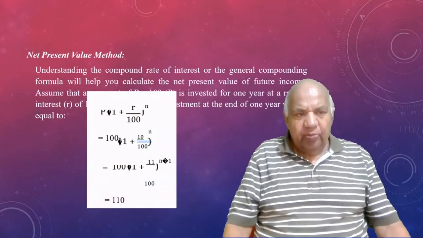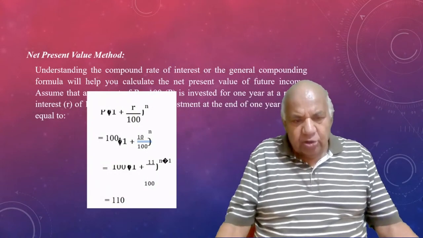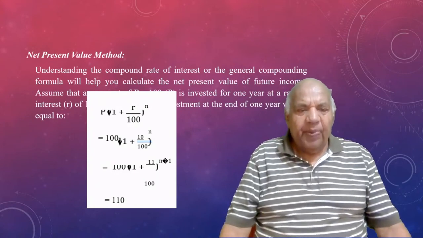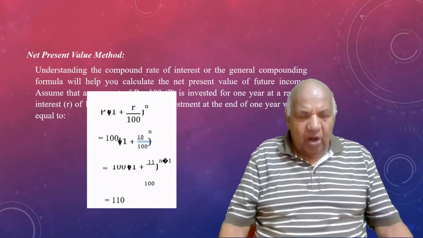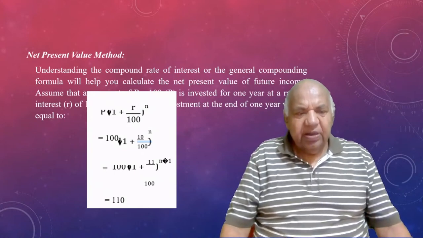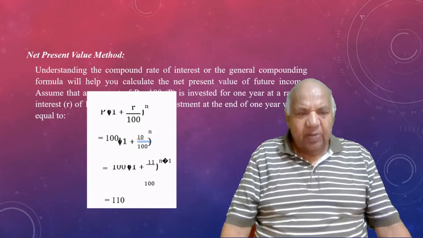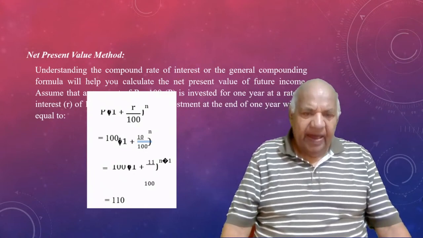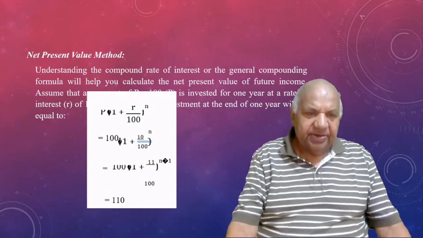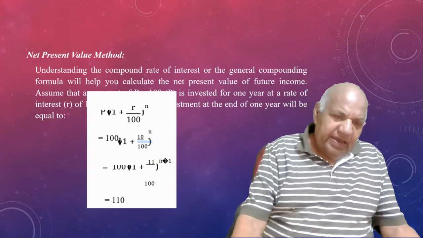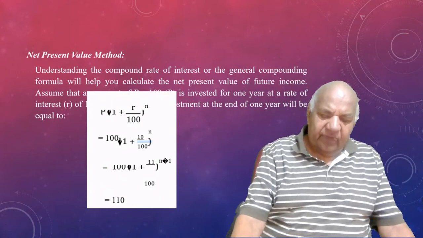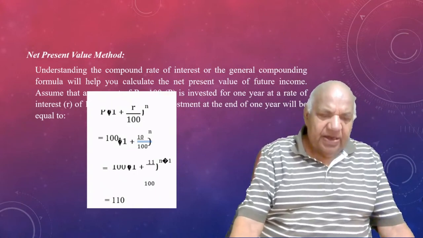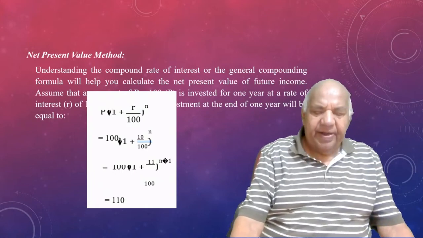Net present value method, which is actually based on the compound interest formula. The formula for compound interest is principal multiplied by (1 plus R divided by 100) raised to n. This is here. For example, if we invest rupees 100 for 1 year at 10% rate of interest, then after 1 year this 100 will become 110.